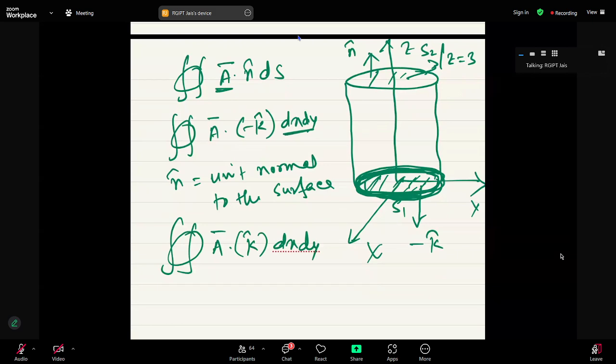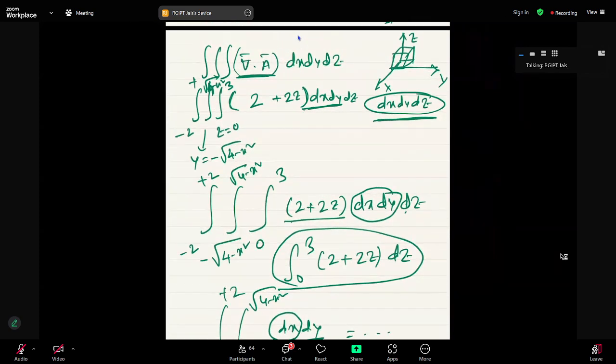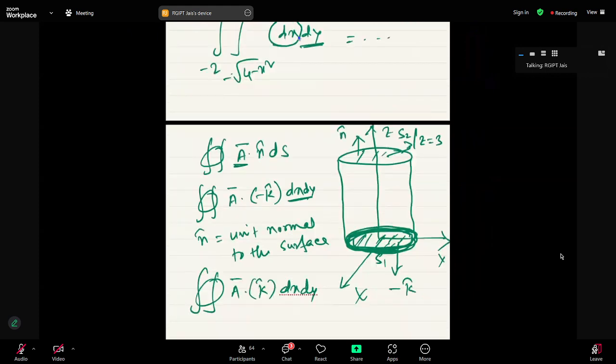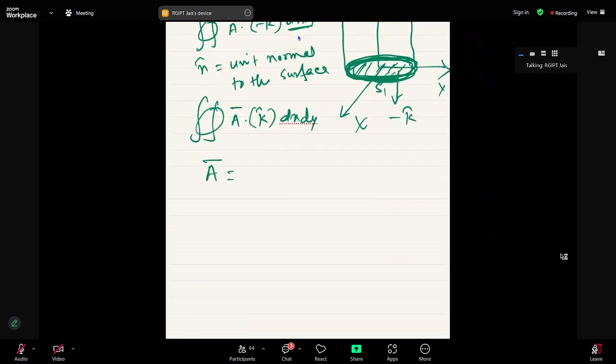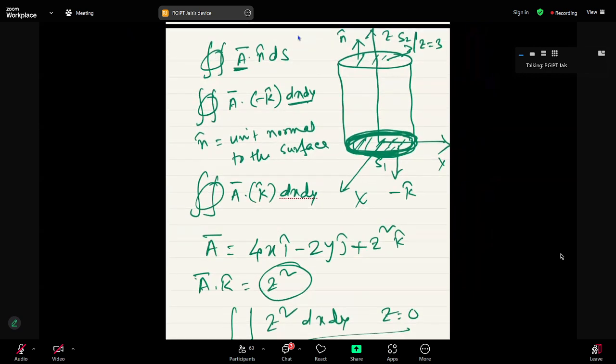So you know this vector A, and if you know n cap, then can you do this integration? What is the expression for A? We gave you 4x i cap minus 2y j cap plus z square k cap. So then A dot k cap will be basically z square, right? So you have to do this integration of z square dx dy for both z equal to 0 and z equal to 3. You have to do it twice for the two surfaces. And finally, you have to do this surface also.